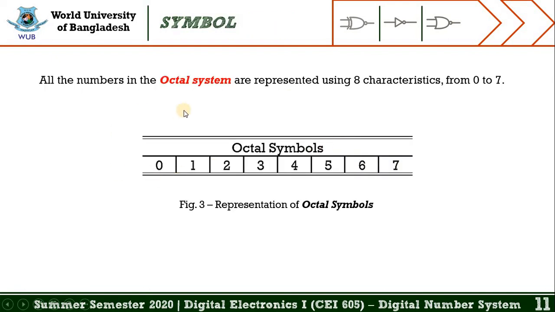Well, from this slide we may learn the symbols of the octal system. All the numbers in the octal system are represented using 8 characters from 0 to 7, including these two numbers. Figure 3 represents octal symbols on this slide. So let's move into the next slide.